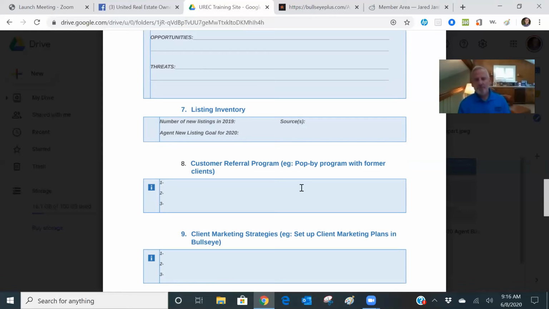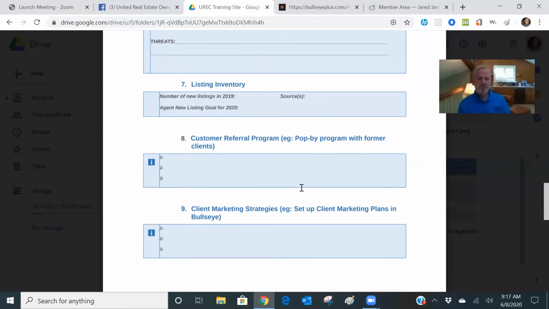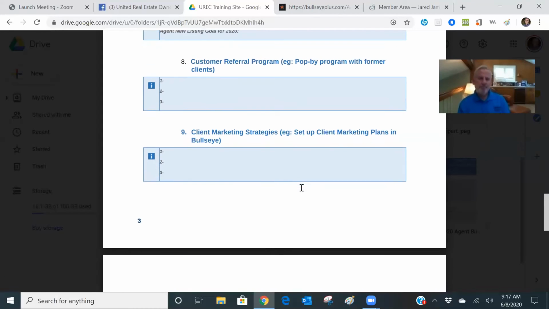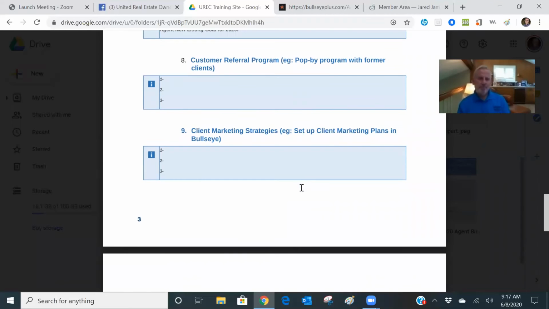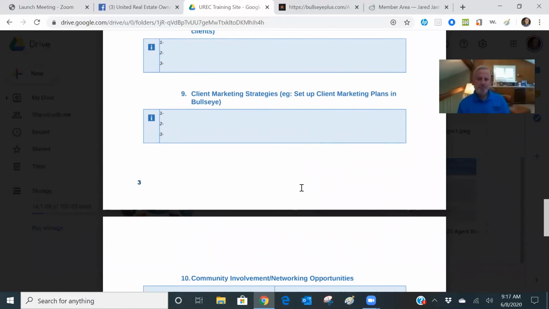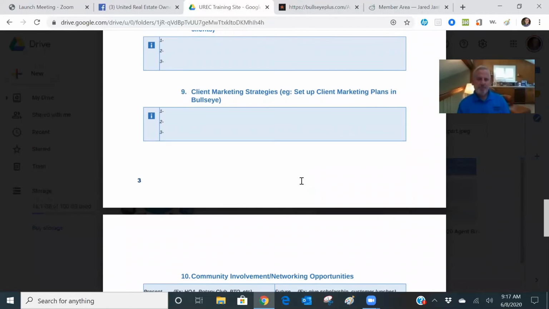There's a lot of people out there who have thousands of names in their database: friends, family members, sphere, Facebook, all different contacts. That's not successful. You need to be successful targeting those people who are going to advocate for you. And that ties in down below with the client marketing strategies, making sure you set up a marketing plan to stay in touch with your past clients, your sphere as well. Anybody who's going to advocate for you. They didn't have to buy or sell from you, but if they're going to introduce you to people, you want to keep them on your list.